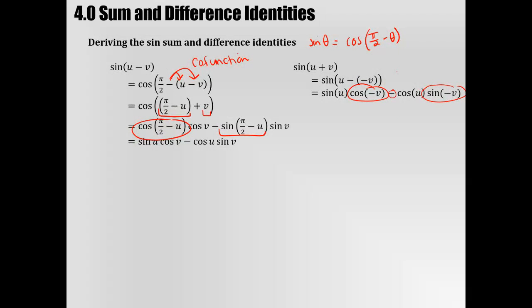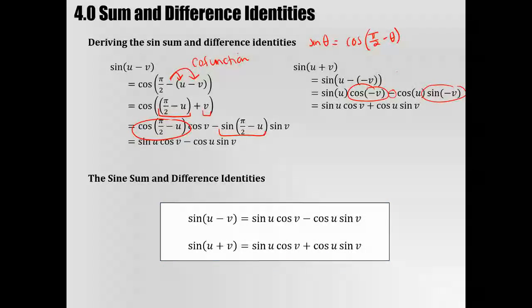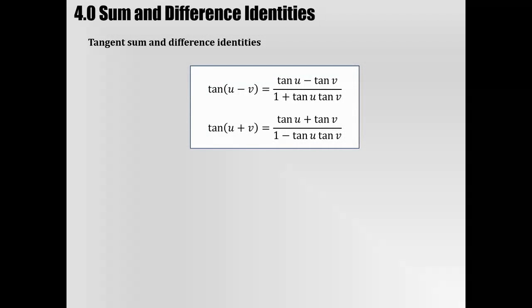So what's going to happen to this sine right in there? Oh, it's going to become positive. Right, so these are our sine sum and difference identities. So we've done the cosine and the sine. We're also going to take a look at tangent, but of course, tangent is something that, if you know sine and cosine, you can deal with tangent, right? We know the quotient. So for tangent sum and difference, this is what we've got here.